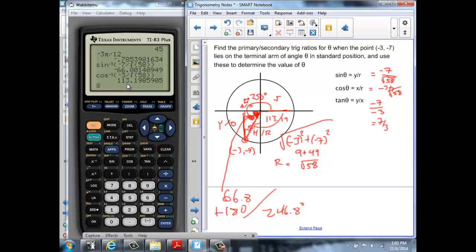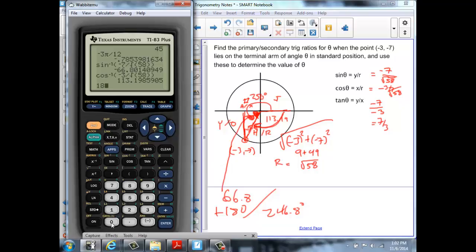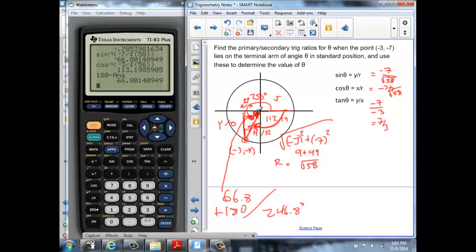Here's why. That 113 was actually this distance right here. If you were then to take 113 and subtract it from 180, you'd get that same 66.8 degrees. But what your calculator did is rather than finding the small little angle right here, it actually found the large obtuse angle instead. Why did you do that all of a sudden? Can you give me a second? I will explain that, I promise.